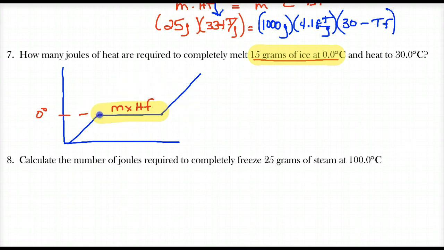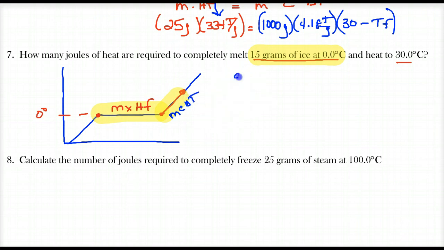Now, not only are we going to melt it, we're also going to heat it to 30. So we're going to melt it first, and then we're going to heat it to 30. So we're going to go to here now. Well, melting is mass times heat of fusion. This is going to be MC change in T.